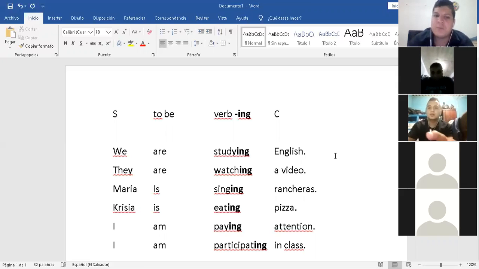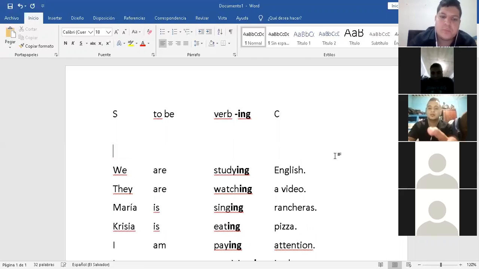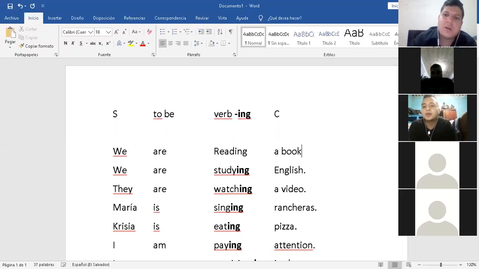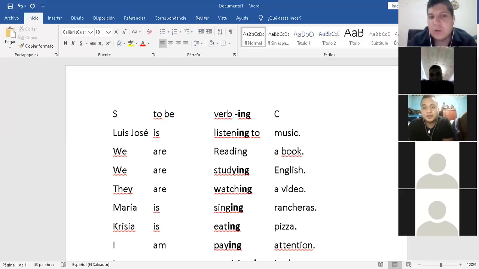Nosotros estamos leyendo un libro. We are reading a book. Very good. Luis José está escuchando música. Luis José is listening to music. Music, very good.